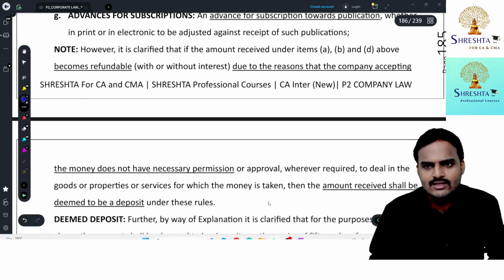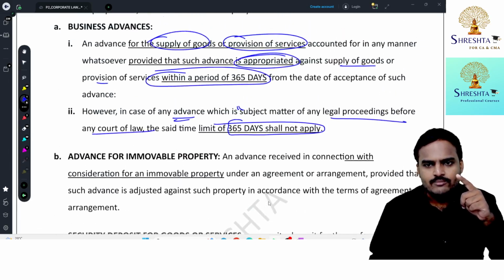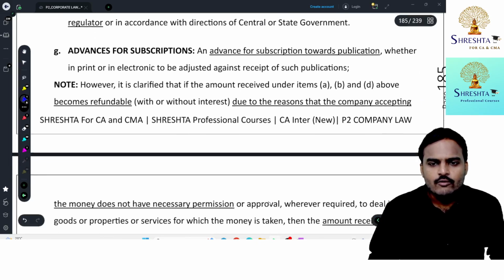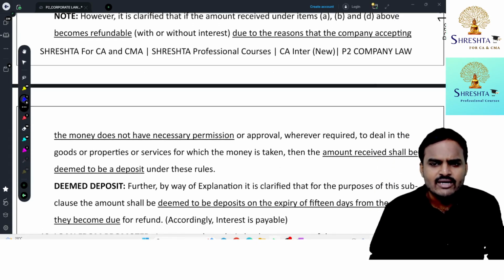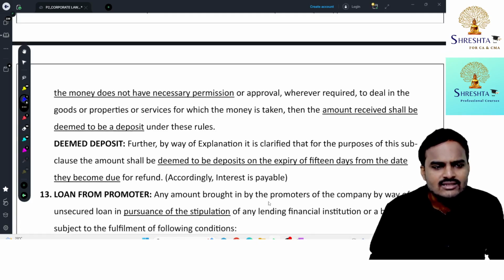However, it is clarified that amounts received under items A, B and D above. A, B, goods, immovable property, long-term projects. Above, if they become refundable due to reasons that the company accepting money doesn't have the necessary permission or approval, whatever required to deal in the goods or properties or services for which money is taken, then the amount received shall be deemed to be a deposit under these rules.